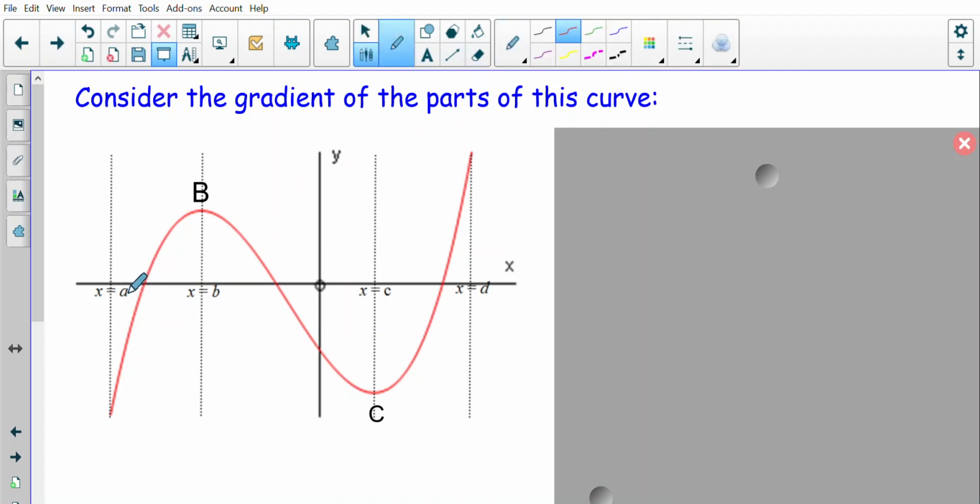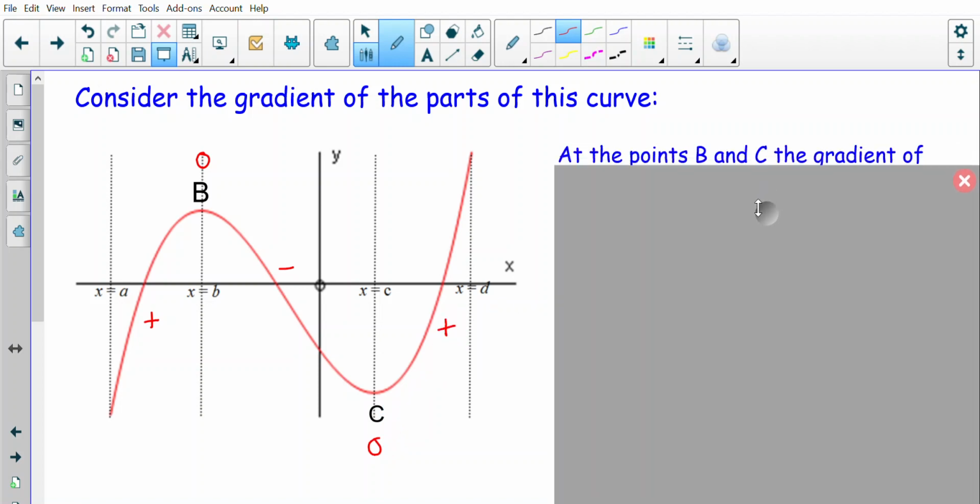Between x equals a and x equals b, the gradient is positive. At the point B, the gradient is 0. Between B and C, we have a negative gradient. At the point C, the gradient is 0. And between C and D, we have a positive gradient.